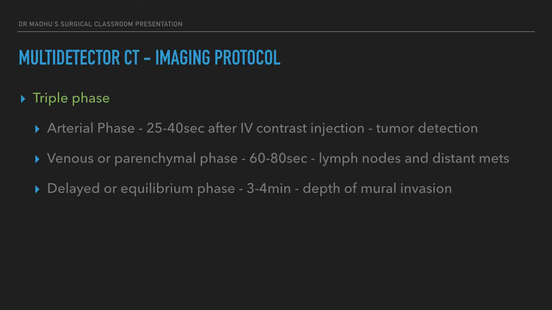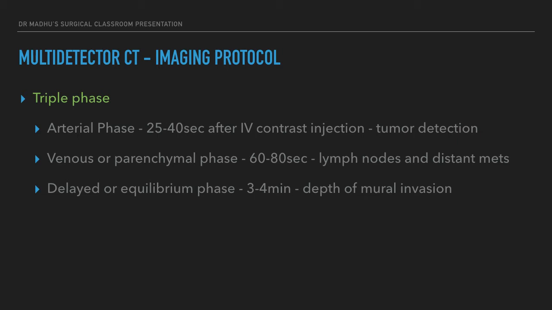CT imaging protocol in stomach cancer will be a triple phase CT scan with contrast injection done using a power injector. It goes through in triple phases. The first phase is arterial phase wherein image acquisition is done 25 to 40 seconds after IV contrast injection. During this phase, the tumor is detected.